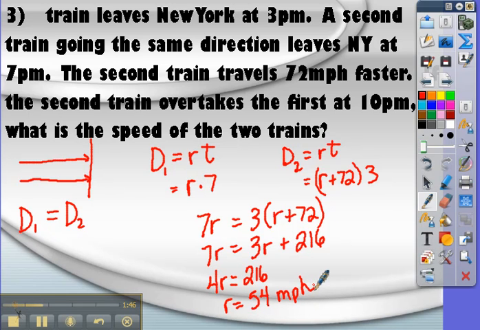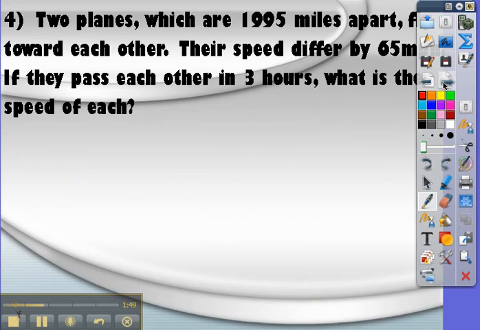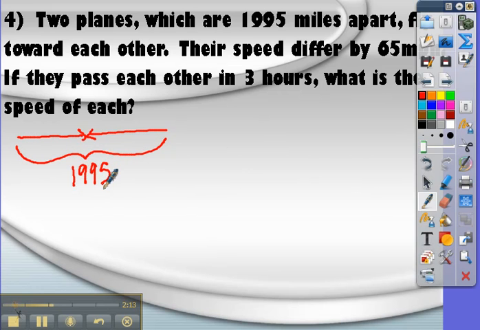Okay, one more. 2 planes, which are 1,995 miles apart, fly towards each other. So we've got the scenario where one's going this way, one's going this way. Their speeds differ by 65 miles per hour. If they pass each other in 3 hours, what's the speed of each? Okay, so I know that their total distance right here is 1995. They didn't necessarily travel the same amount, but I know the total. So I'm going to take my first plane, add it to the distance of my second plane, and it will equal that 1995. This is one of those types where you know the total distance between the two.